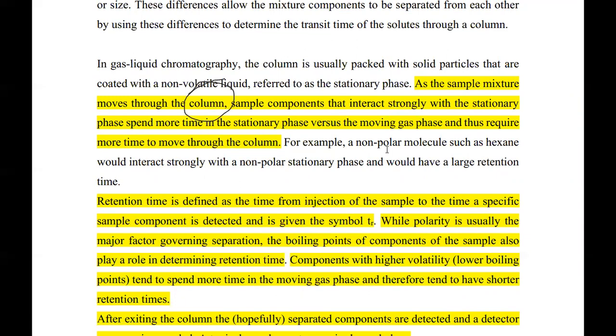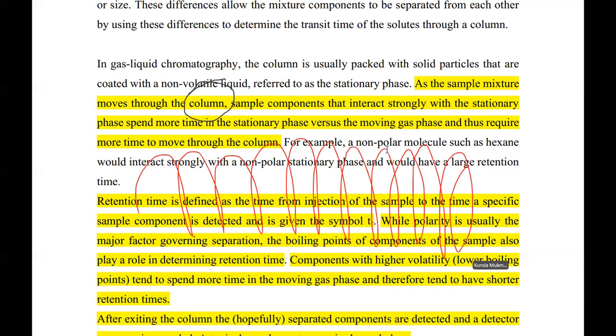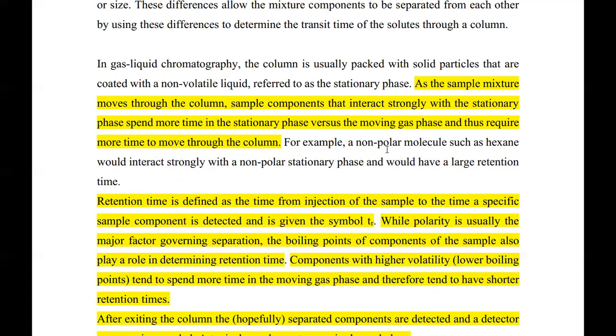One thing I have to mention is that the efficiency of gas liquid chromatography depends on the length of the column. If the column is very short, two or three components will reach the detector at the same point. So you need to increase the length of the column so that by the time the sample reaches the detector, it has been split into different components. As the sample moves through the column, the one that interacts strongly with the stationary phase spends more time in the stationary phase versus the one that is moving fast.